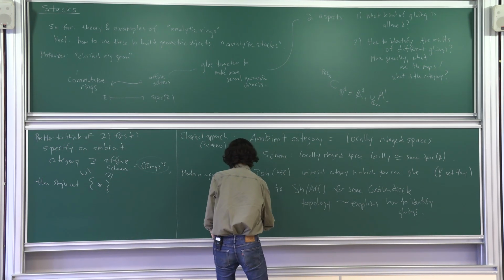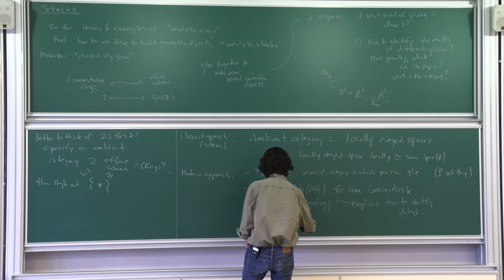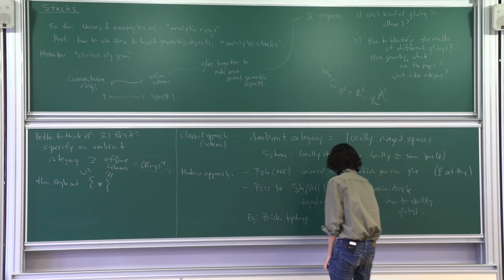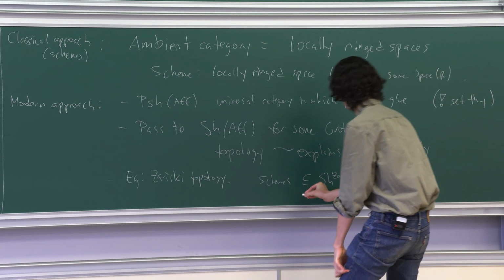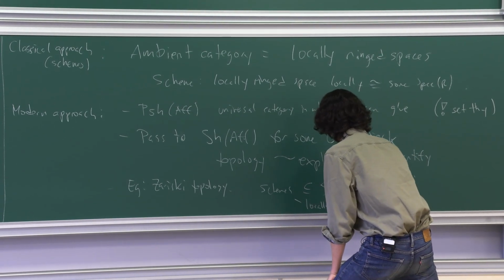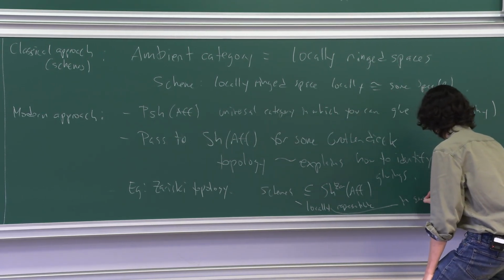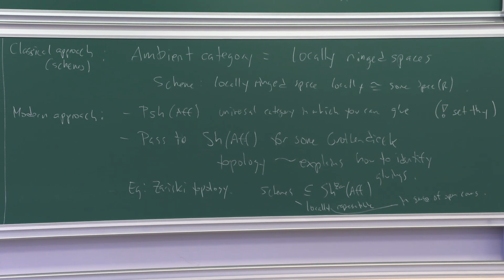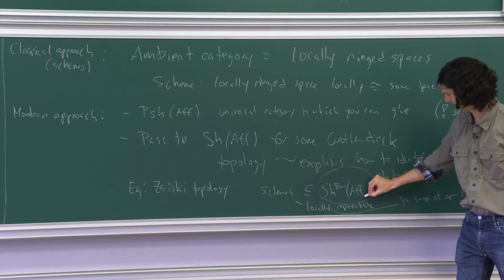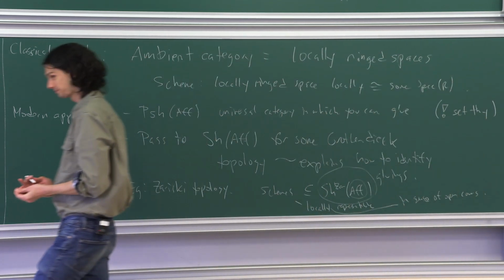So for example, you could take the Zariski topology, and then schemes is a full subcategory of Zariski sheaves on affines, such that they are locally representable, locally in the sense of open covers, where you can define the notion of an open inclusion in this category just by reduction, by pullback, to the case of affines. So yeah.